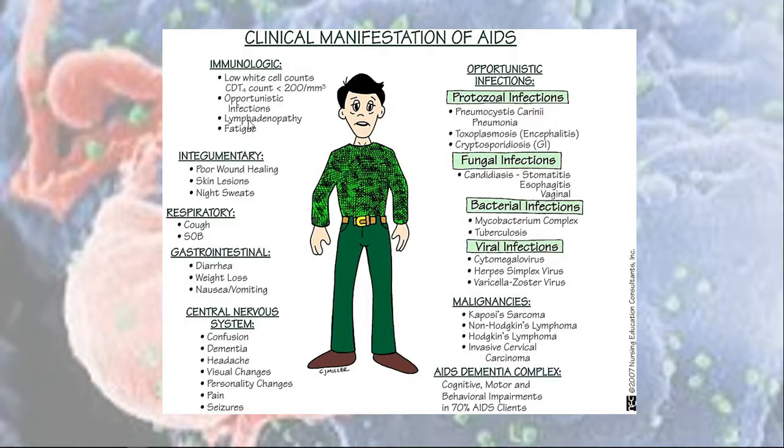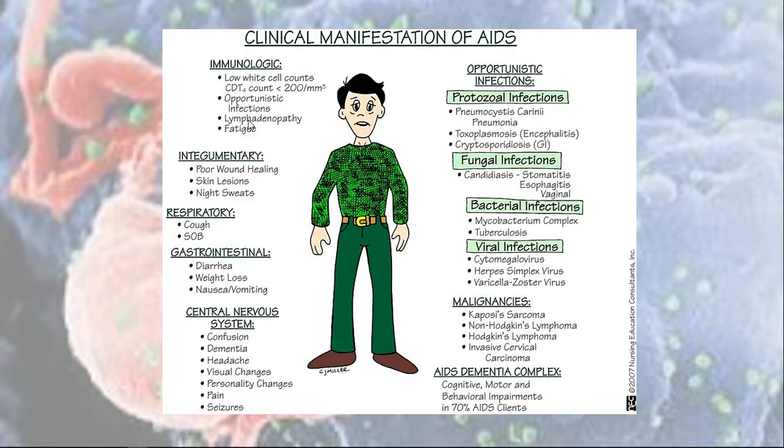So bacterial infections like Mycobacterium avium complex, and also they can be more susceptible to tuberculosis. Viral infections such as cytomegalovirus, herpes simplex virus, and the varicella zoster virus. So that'll be one thing to assess when you're doing a physical assessment and getting their past medical history. You can ask them whether they've ever had chickenpox when they were younger. And of course, that would increase their risk of getting shingles as well.